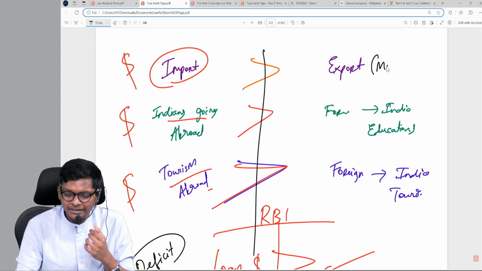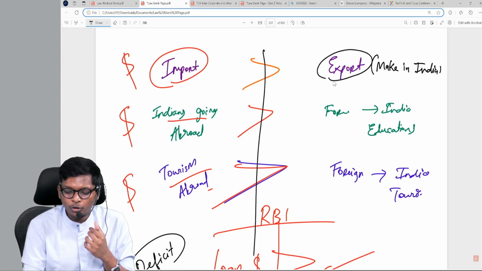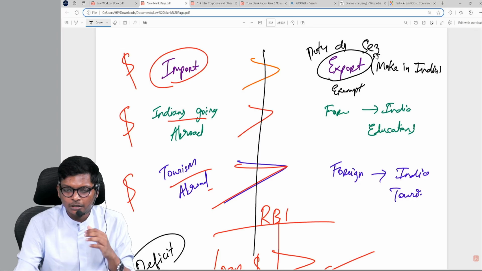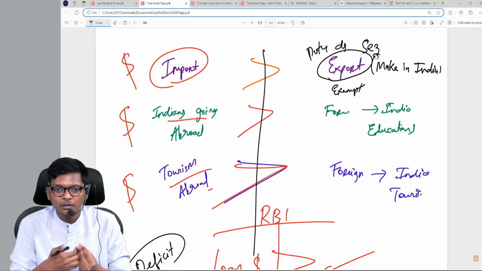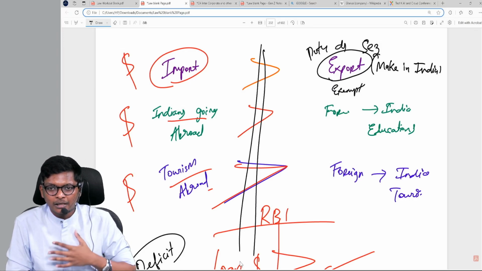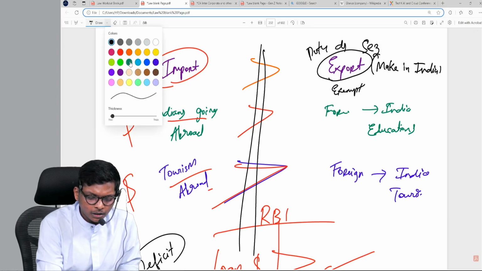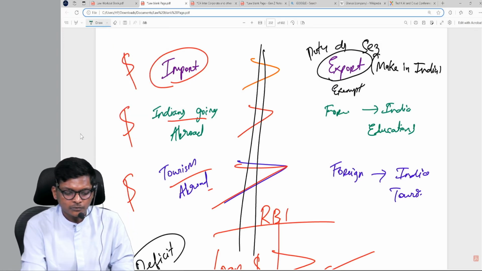That is why you have all these initiatives. Make in India. Export GST is exempt. Then you have some duty drawback. For export, now you have this SEZ. All the benefits the government is giving for export, for what? So that this reverses, and we get some dollars. Are you following?